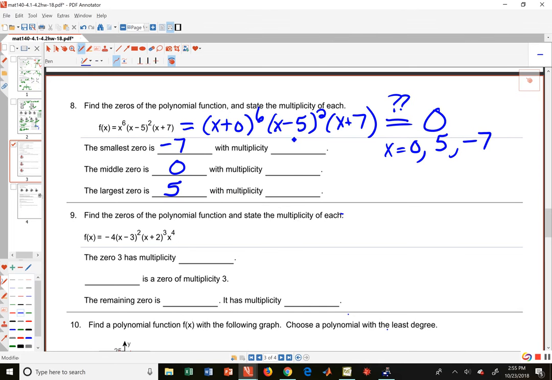The multiplicity of the minus 7 is 1. The multiplicity of the middle 0 is 6. That x to the 6th is describing x plus 0 six times. That factor shows up 6 different times. And the multiplicity of 5 is 2. All right, let's do another here.